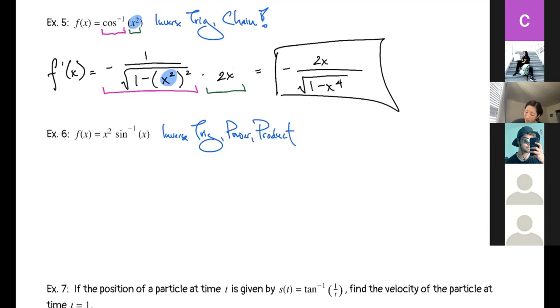All right, so let's set up our product rule. U equals x squared. I think we all know well by now that du will equal 2x. All right, and v equals inverse sine of x. And so what does that give us as our dv? Good, 1 over the square root of 1 minus x squared.